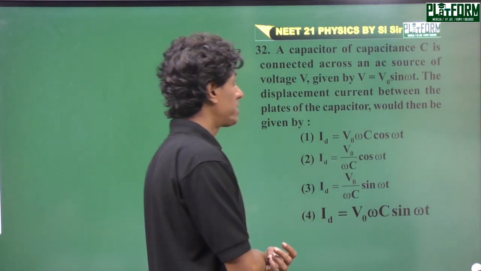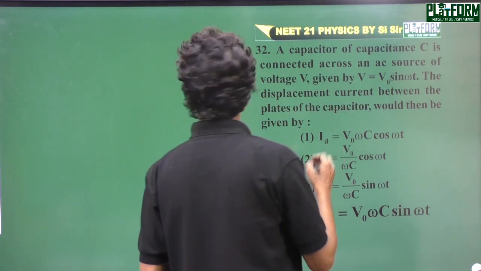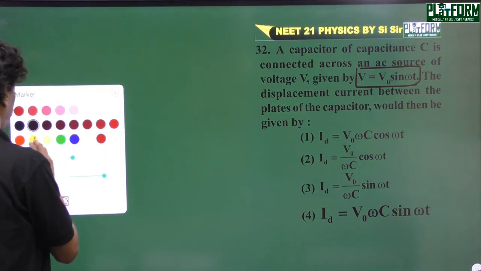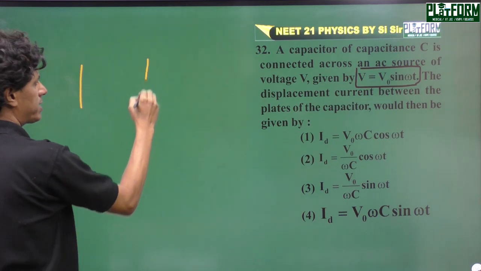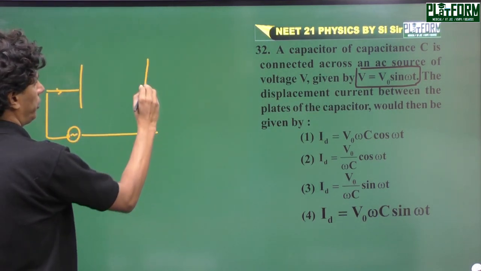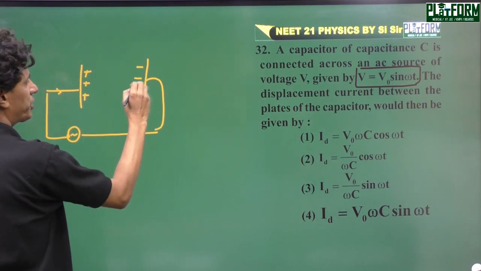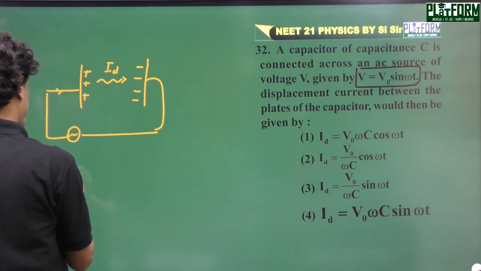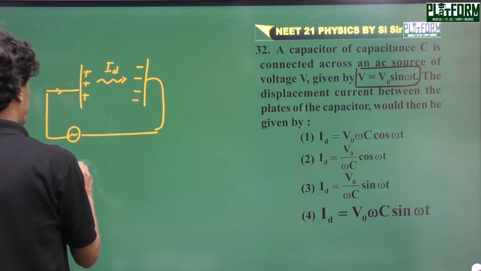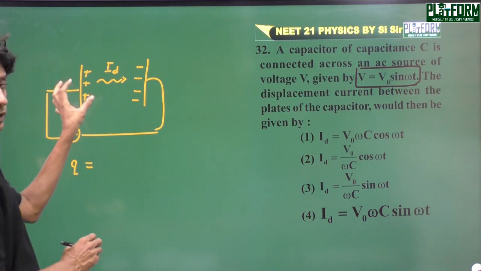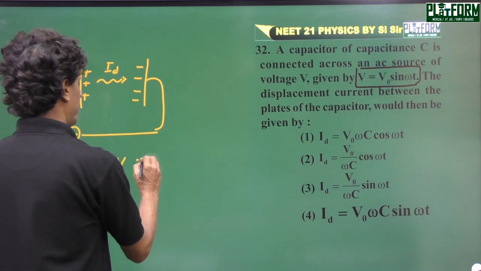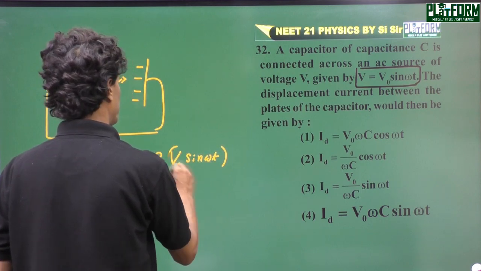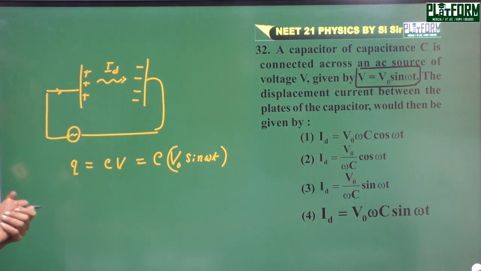A capacitor of capacitance C is connected across a source voltage V, that is, a variable voltage given across the condenser. We can get the fluctuation of charge and displacement current. The charge at any instant on the plate is CV, and C is the capacitance. V given in this problem is equal to V naught sine omega t, that is, a sinusoidal voltage across the condenser.